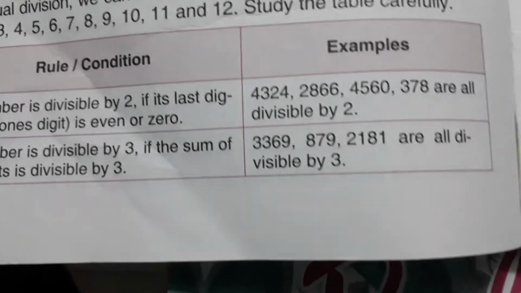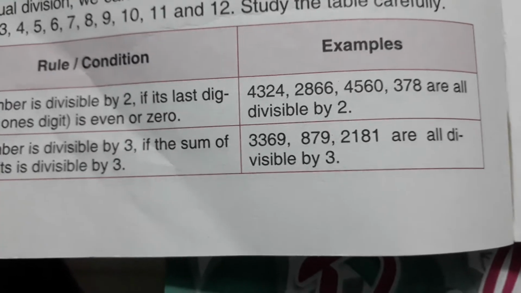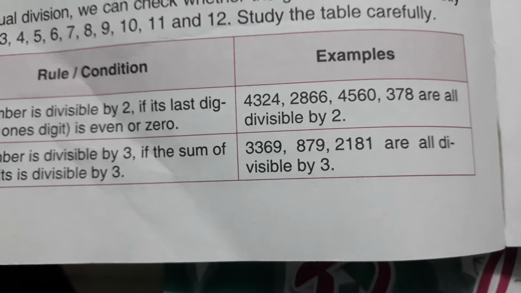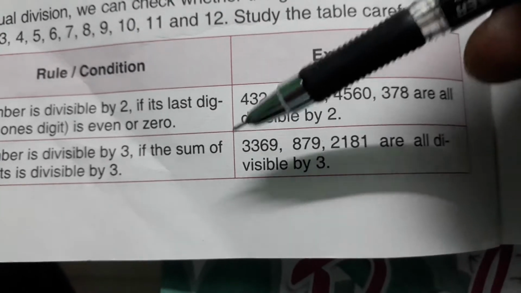What to do once again? Add the digits in the given number. You will get the sum. The sum must be divisible by 3. Then only is the given number divisible by 3.